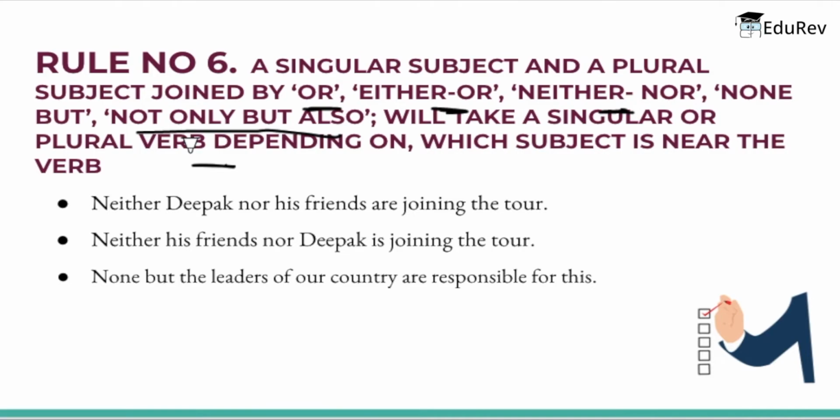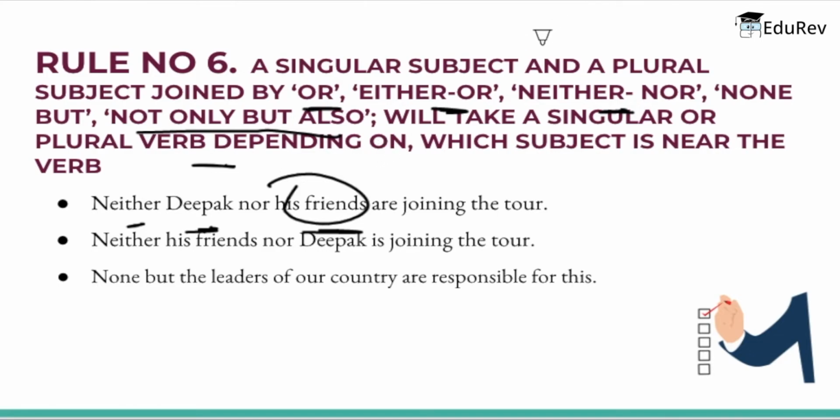Now the verb can be plural or the verb can be singular depending upon the fact that either the singular subject or the plural subject is nearer to the verb. Let's see it in these examples. Now neither Deepak nor his friends are joining the two. So obviously his friends are what?